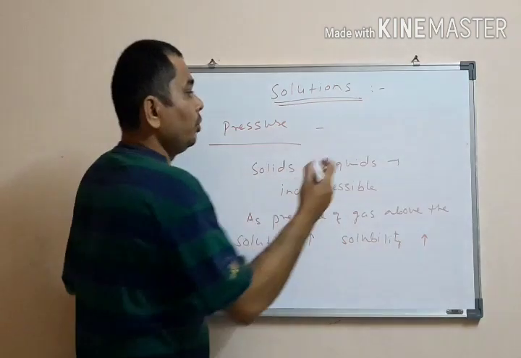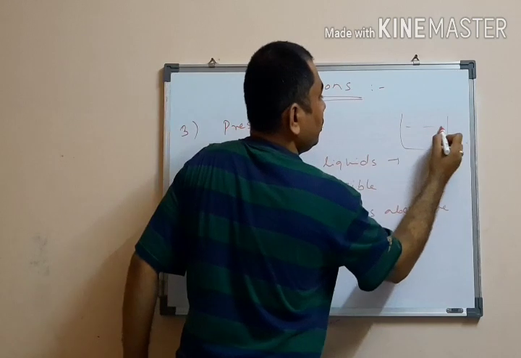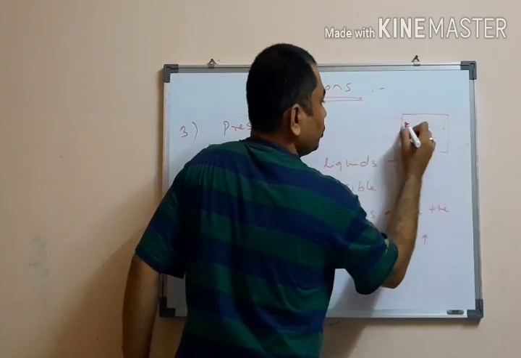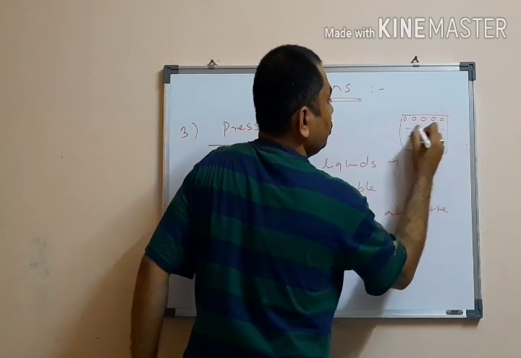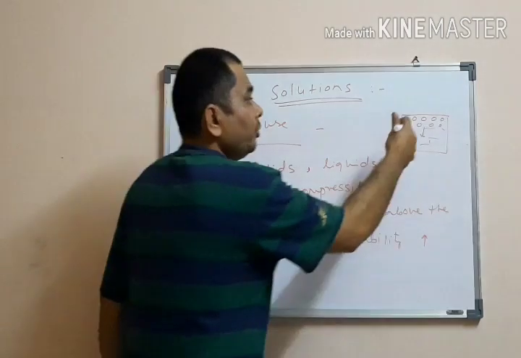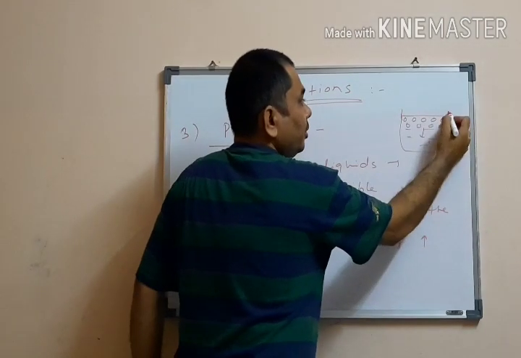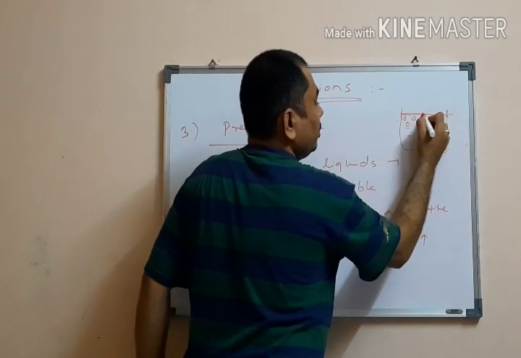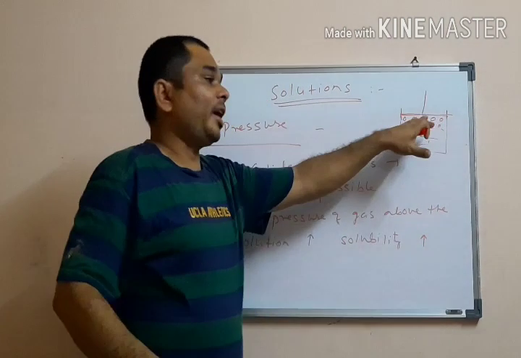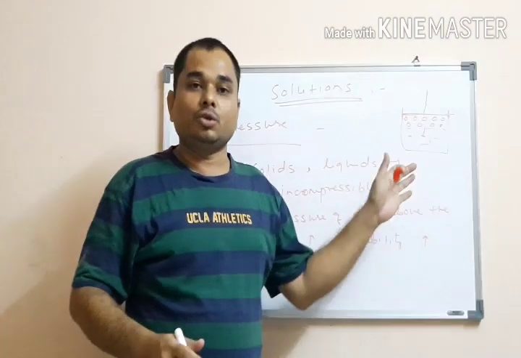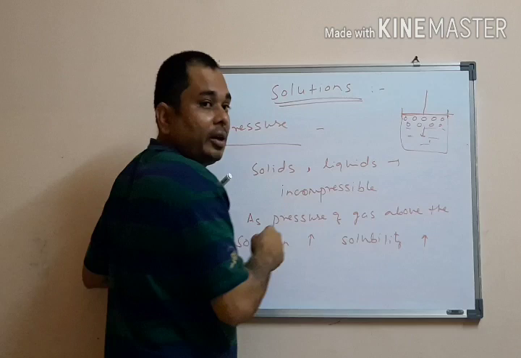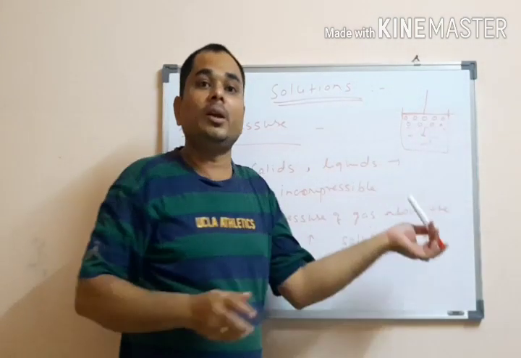See, this is a solvent. We want to dissolve this gas. This is the gas, and we want to dissolve it into this solvent. What we will do is we will increase the pressure. Suppose this is a piston. We will increase the pressure. Due to this, these gas molecules will get dissolved into the solvent. Now, if the pressure increases, the solubility increases. If the pressure decreases, solubility decreases.